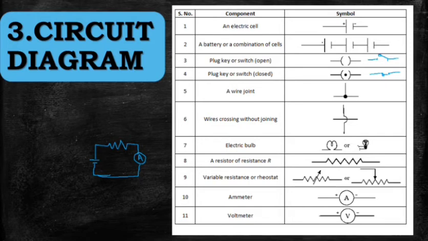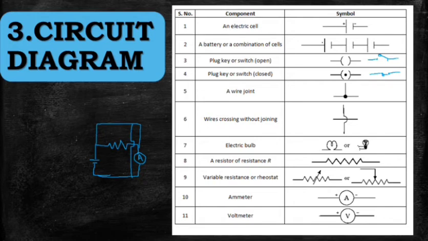Wire crossing without joining. Sometimes you have to join the wire, like you observe this. These are the wire. You have to connect this point to this point, but you don't want to connect with this resistor. So what you have to do is just take a wire, jump it from here, and then connect to this side. This is why this symbol has been used.